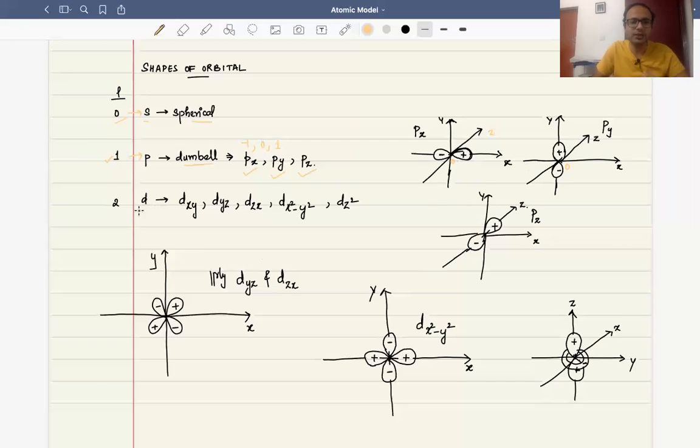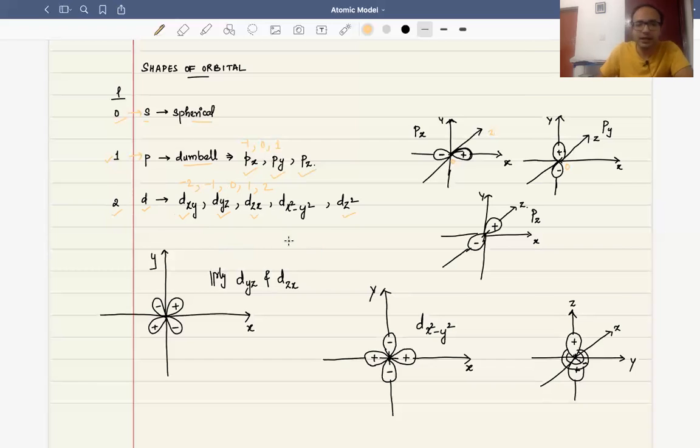Now let us move on to the other L value, that is 2, which represents the d subshell. And as we know, since the L value is 2, the various possibilities are -2, -1, 0, +1, and +2. So how many orbitals are possible? 1, 2, 3, 4, and 5. So 5 orbitals are possible in the case of the d subshell. Which are the orbitals? They are called dxy, dyz, dzx, dx square minus y square, and dz square.